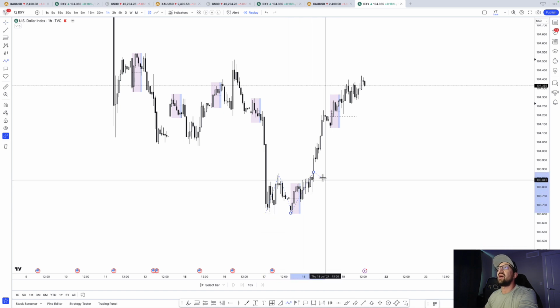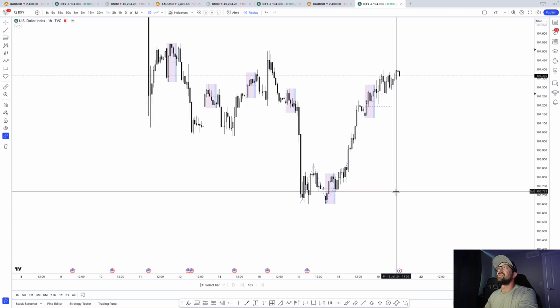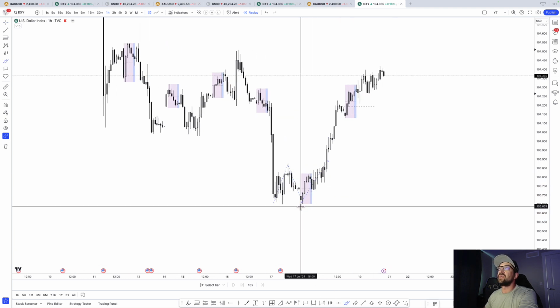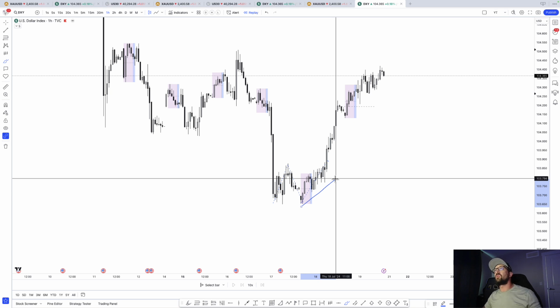But it's not just how it breaks itself. It's now looking at order flow. We're now seeing the dollar being protected. None of these lows are breaking, which is telling us there's further upside.